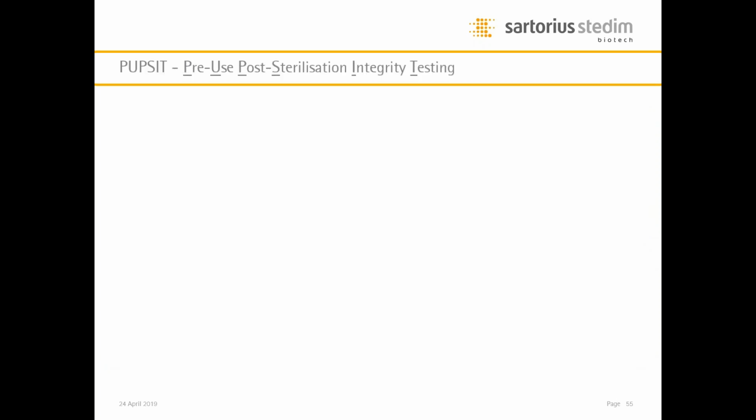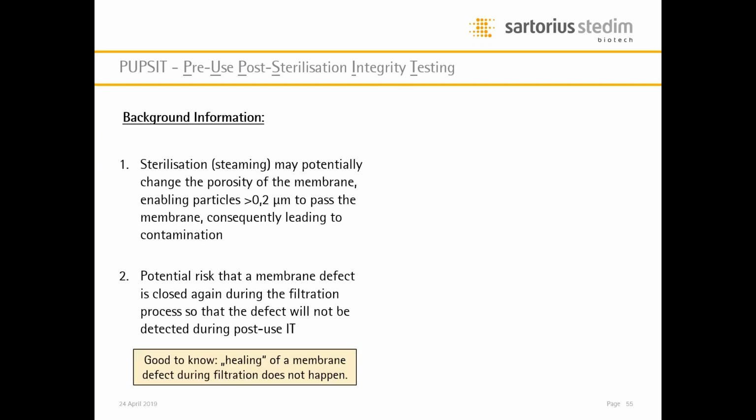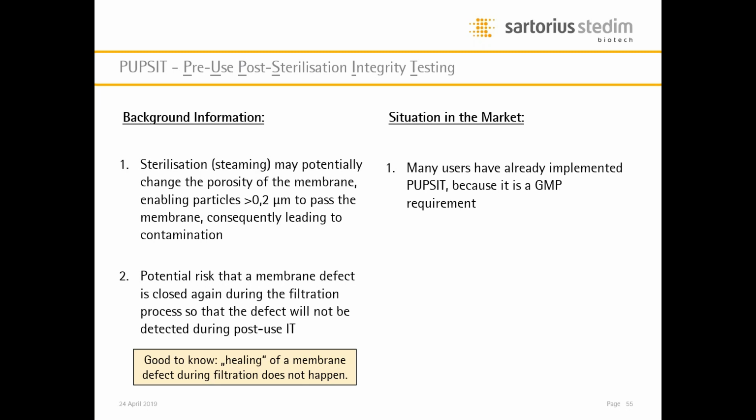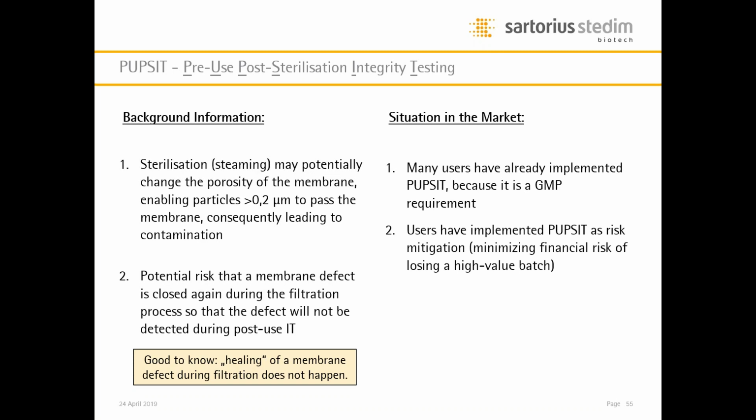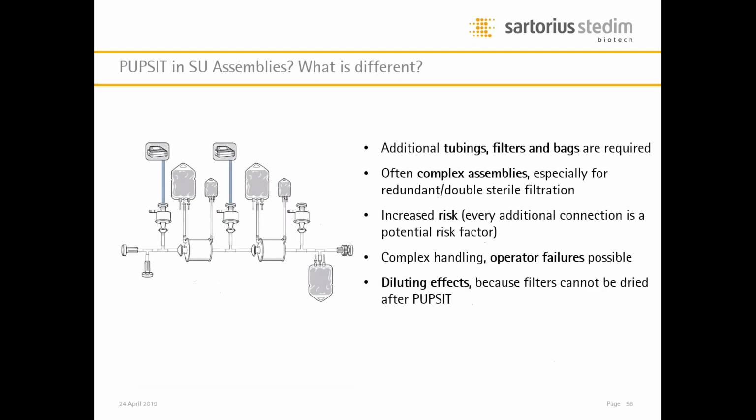And currently, there's a big discussion because this PUPSIT discussion, pre-use, post-sterilization integrity testing, is still ongoing. The background is simply there are some anecdotal explanations that say once a filter shows a membrane defect, this membrane defect may be healed during the filtration process when there are particles clogging the hole in the membrane. We do not know this kind of situation, but currently many users have already implemented the pre-use testing because it's a GMP requirement. They have implemented PUPSIT as a risk mitigation, and there are also local differences. So in Europe, it's more prominent compared to the US. But very importantly, all filter manufacturers do not see increased patient safety by PUPSITing.